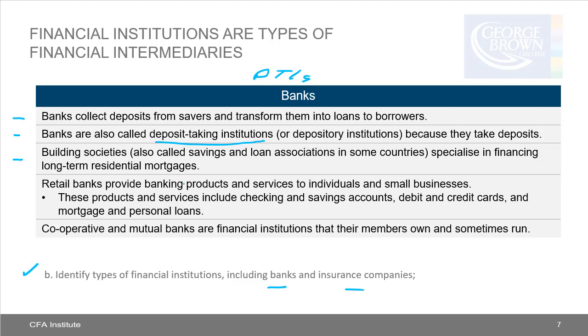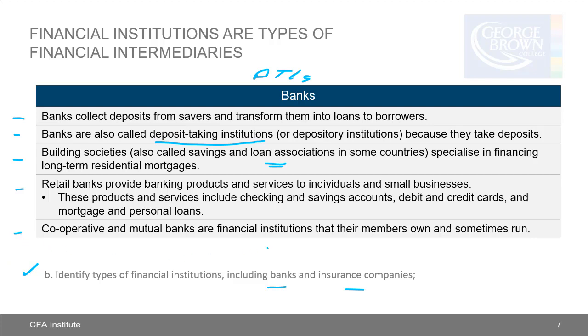And building societies, also called savings and loan associations in some countries, specialize in financing long-term residential mortgages. Retail banks provide banking products and services to individuals and small businesses. These products and services include checking and savings accounts, debit and credit cards, and mortgage and personal loans.